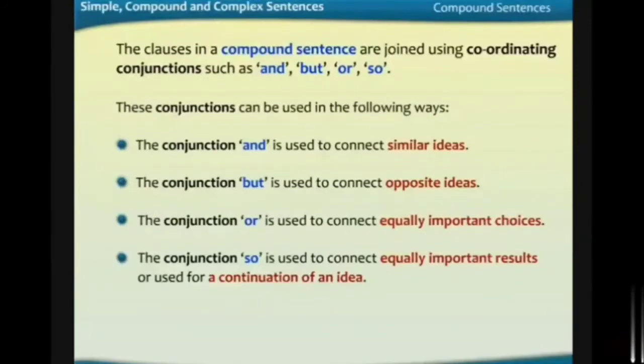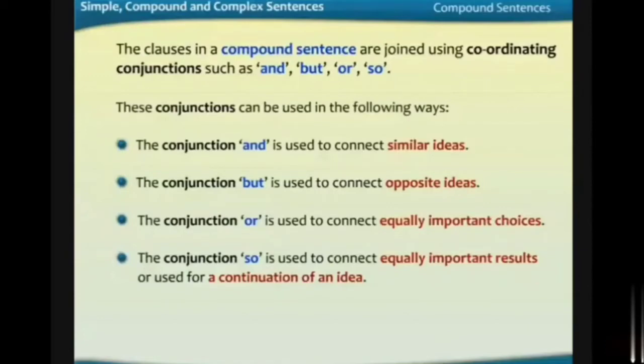Now, how will you identify that a sentence is a compound sentence? There is a tricky way. That is, the compound sentences will be joined by coordinating conjunction. I hope you remember what are coordinating conjunctions. Yes, that are and, but, or, so. So, if a sentence is having this conjunction to join two clauses, then we can say it is compound sentence.